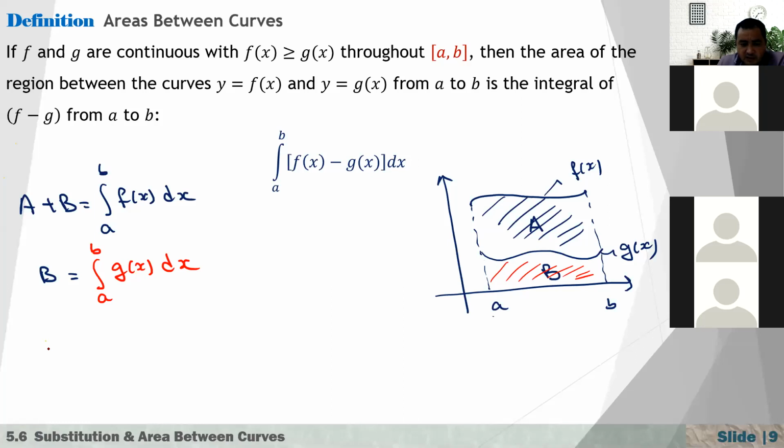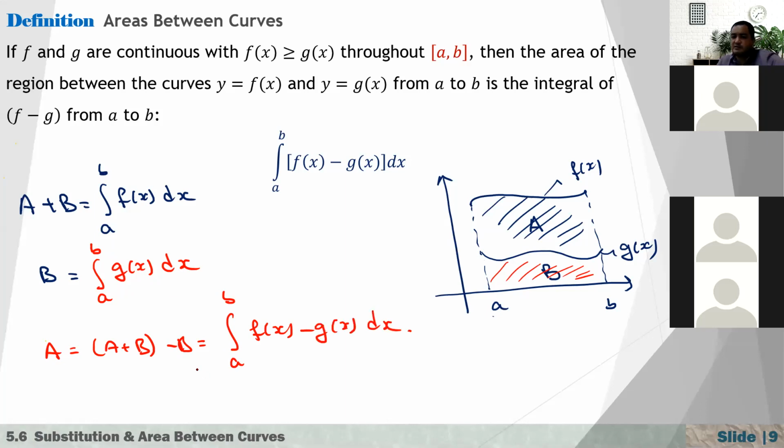Now, what is actually area A then? Area A is equal to A plus B minus B, which is equal to the integral from a to b of f of x, right? And the integration limits are the same, so we can just combine them: minus g of x, and here we have dx. And of course, these conditions must hold: they are continuous, and f is greater than or equal to g. Otherwise, we have to divide this into some subintervals where these conditions are satisfied, and then we can use this formula.